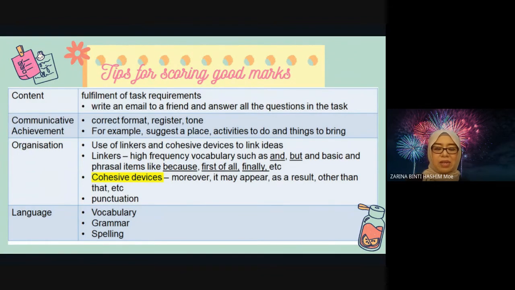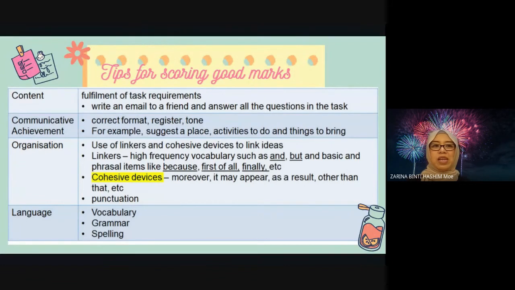And lastly, language. To get five, you must make sure you use the appropriate vocabulary. That means if you are talking about going for a picnic, make sure the vocabulary that you use is also appropriate for going to a picnic. Like maybe you use words like bringing some food or mat.